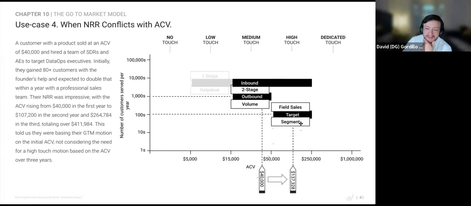But indeed, sometimes the landing ACV is not necessarily the ACV that is indicating to us how we should be structuring our go-to-market motions.